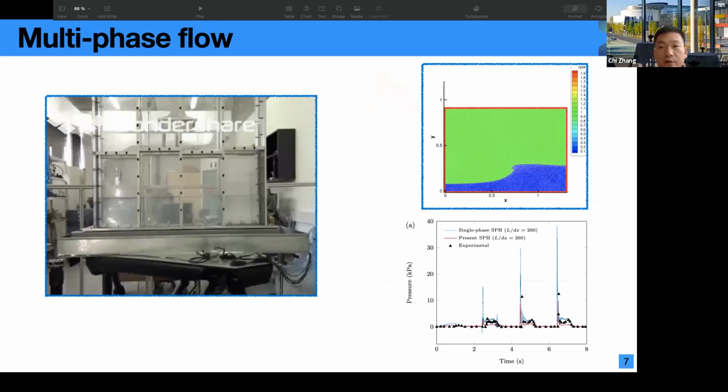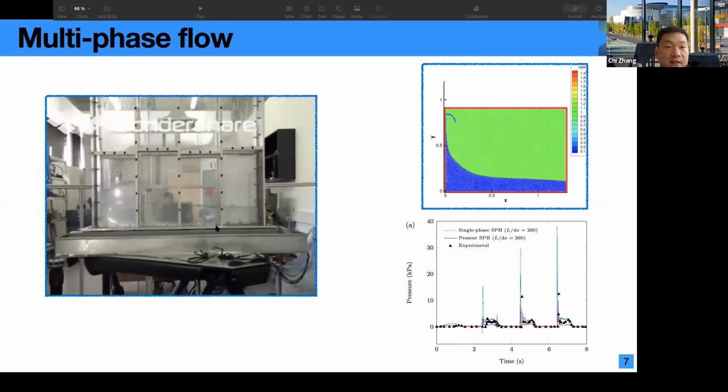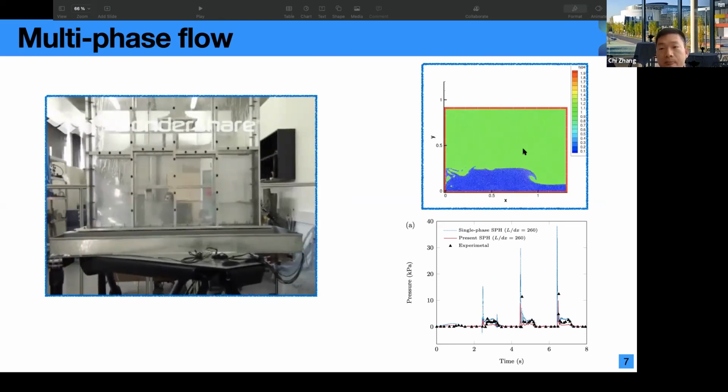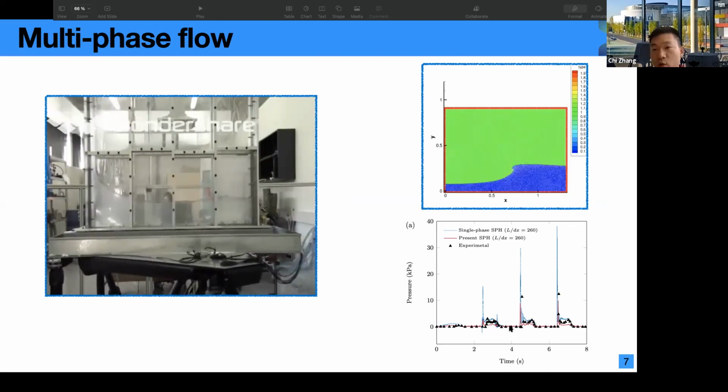And here we also show the simulation for the multi-phase flow of oscillation. Here, the liquid is water, and we also have the air here. As you can see, in the meshless SPHinXsys method, SPHinXsys can actually predict the interface of the air and the water. Also, it can accurately predict the impact pressure of the water.